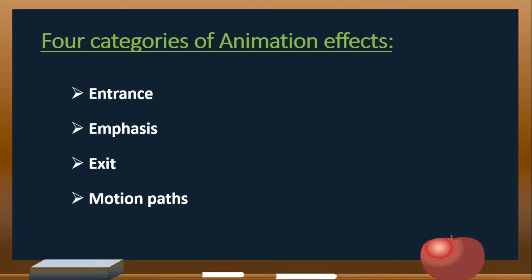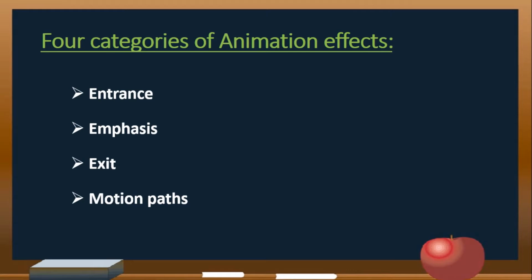The next is emphasize. Now emphasize effects, what it does, it determines how the object on the slide will draw the attention to themselves during the slideshow. It can be growing the size, it can be changing the color or spinning. Just see how I applied over here. Can you see this? The effect is applied on the slide. Again I'll do it for you. Here, this is emphasize effect.